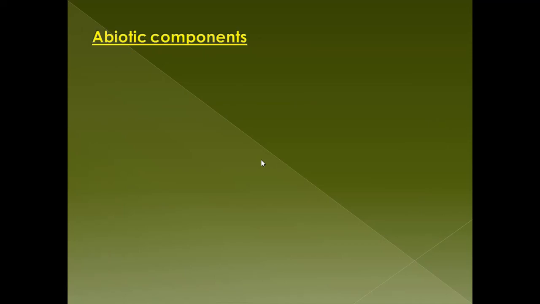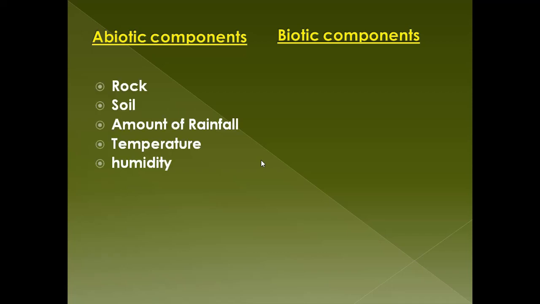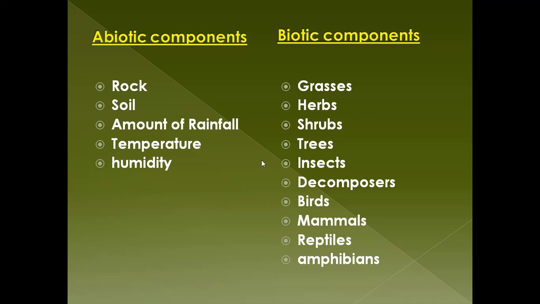Now let's take up the abiotic components and biotic components in the forest ecosystem. Abiotic components are rock, soil, amount of rainfall, temperature and humidity. And the biotic components are grasses, herbs, shrubs, trees, insects, decomposers, birds, mammals, reptiles and amphibians.